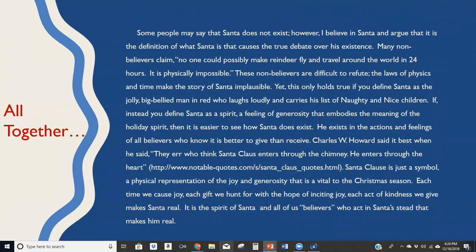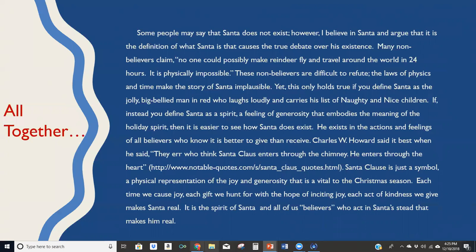Yet this only holds true if you define Santa as the jolly big-bellied man in red who laughs loudly and carries his list of naughty and nice children. So that is my, it's actually two parts, but that is my counterclaim.